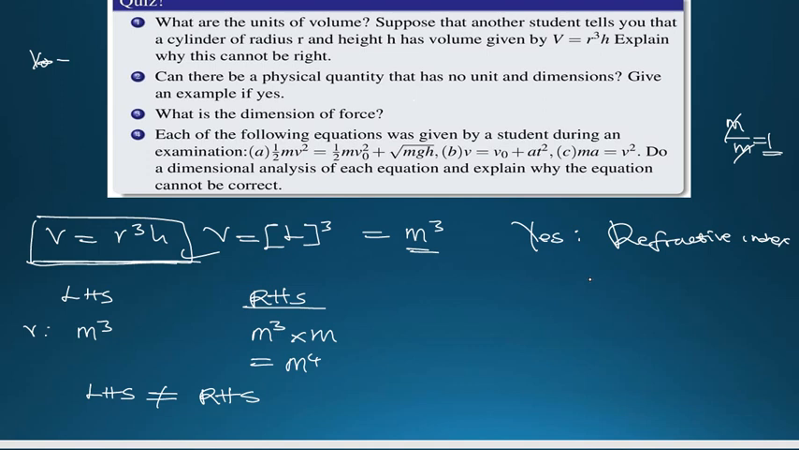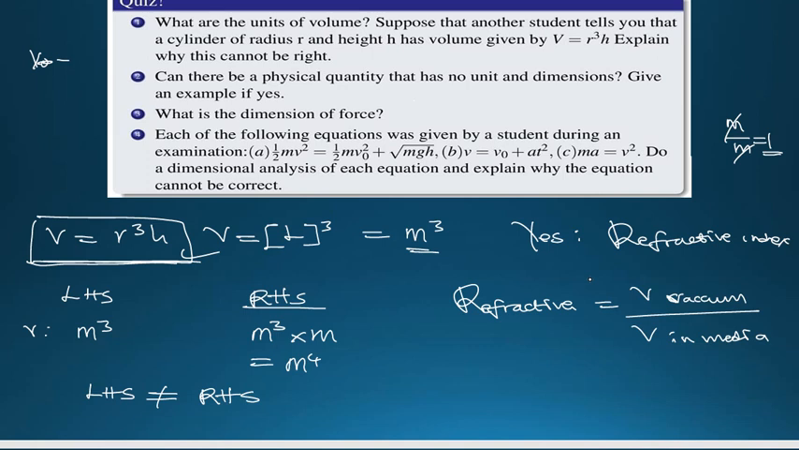You know that refractive index is a ratio. The refractive index is a ratio of the speed of light in vacuum to the speed of light in a medium. I'm not going to explain the formula, because it's not what we are dealing with. I'm only interested in the units.